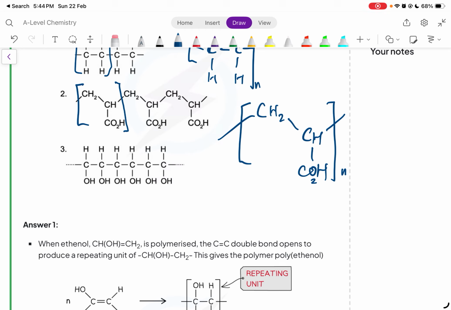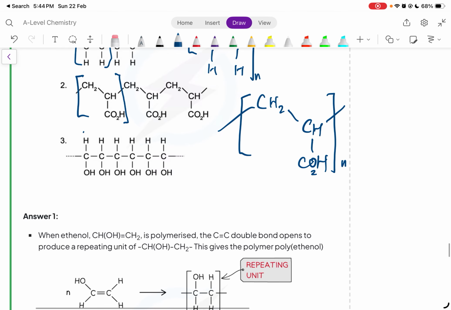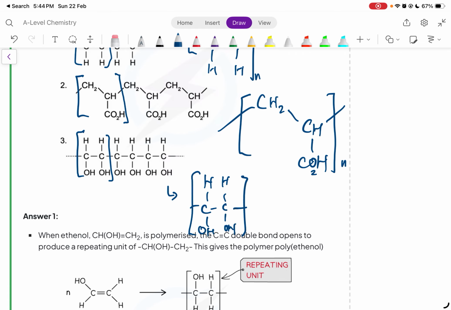Now, the third case, this is a special case. Okay, this is also a special case. Is it a special case? No, it's not. It's not a special case. I'm overthinking. Sorry. So, 这里的话，我们只是从这里和这里。Okay? So that means it becomes 我们的 H H C C O H O H branch out done and n number of it.